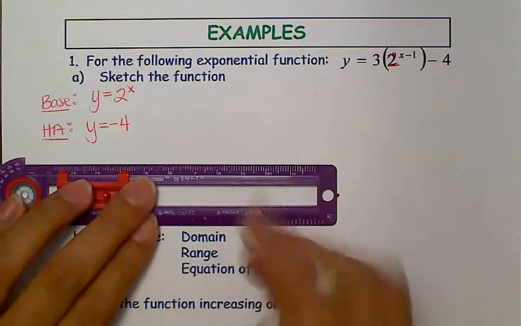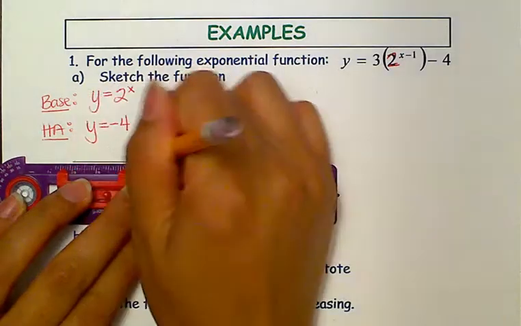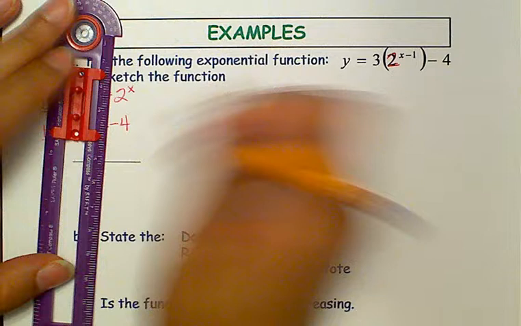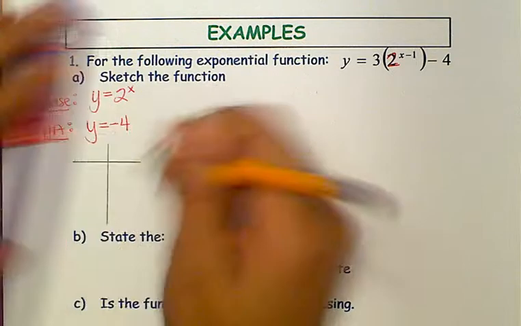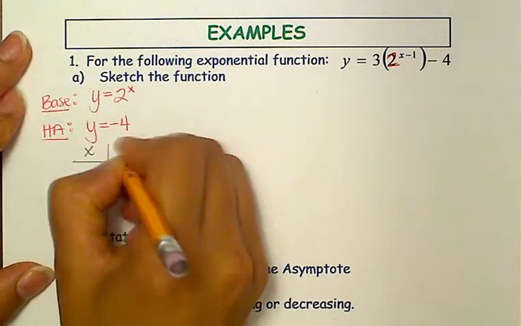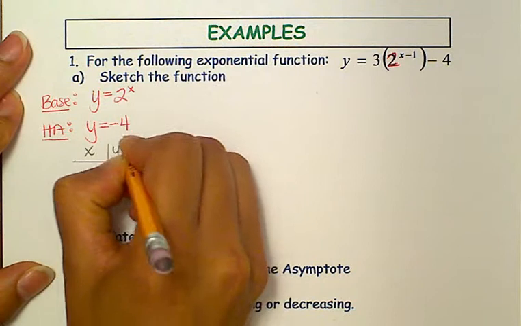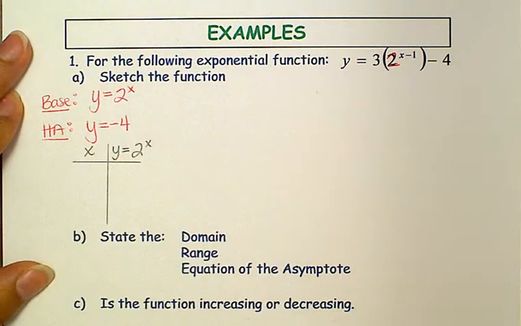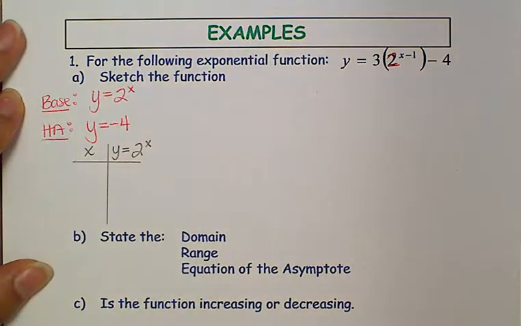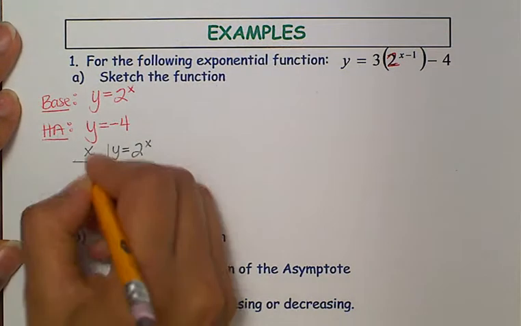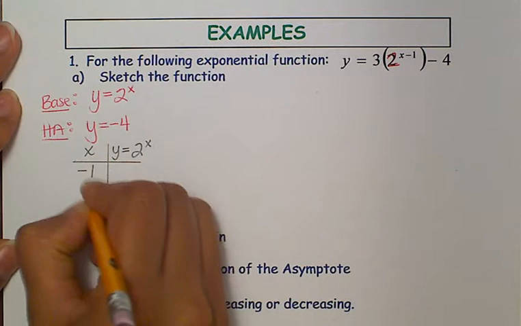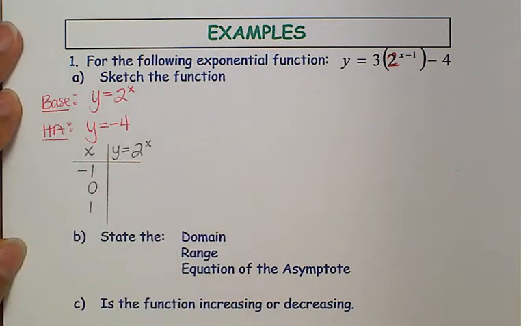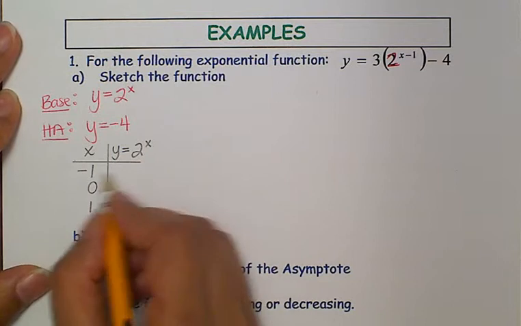So I'm just going to create a little table here. And I'm going to choose my x values, and y equals 2 to the exponent x is my base function. That's the function that all the transformations are applied to. And the values of x that will make this a little bit easier for me to work with are negative 1, 0, and 1. And my values of y that correspond to these particular values of x.